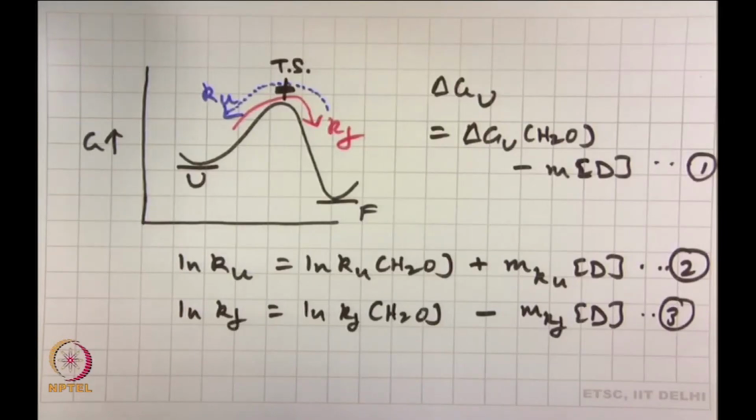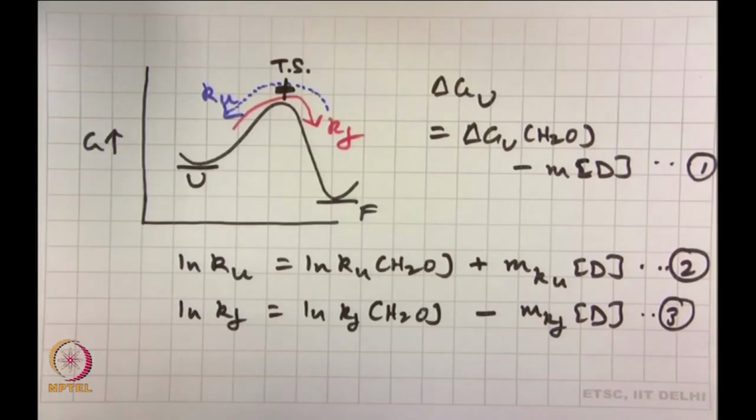Because if I am moving more and more to the unfolded state, it will become that much harder for me to come back to the native state. So, that is what it means. In other words, the lower the concentration of denaturant, the easier it is for me to go to the folded state, and hence the higher the rate constant, which is Ku and then ln Ku.